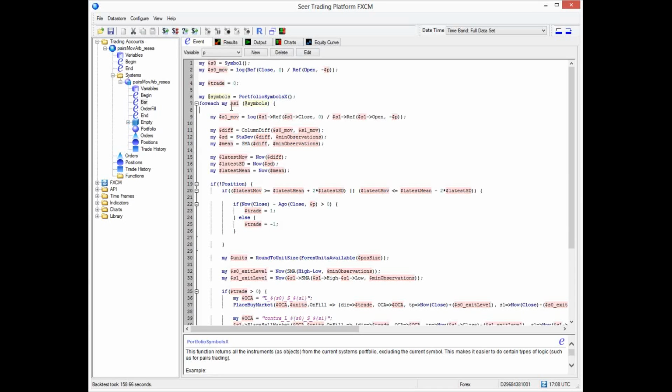Next, I iterate over every instrument returned in my symbols array, and I call that instrument S1. Now, the same as what I did for S0, I create a list of movements over a period of 24. I do the same for S1 to get a list of movements over a period of 24.